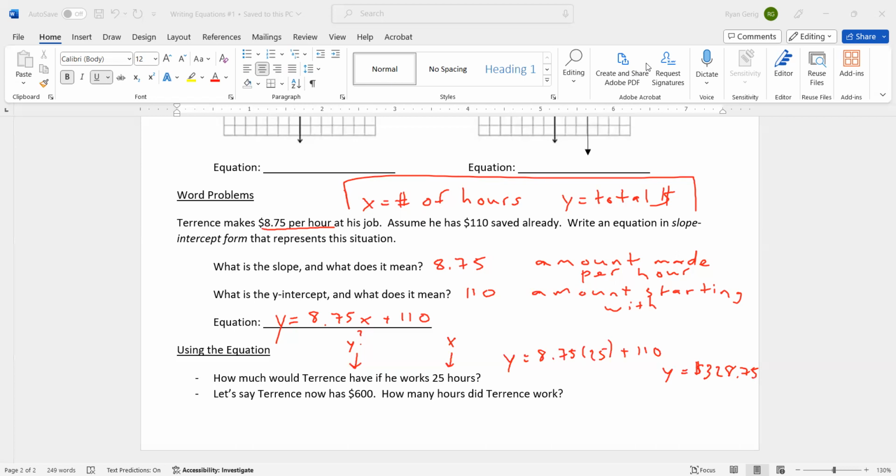What about the second one? Let's say Terrence now has $600. That is a total amount, so that's a y value. How many hours did he work? So how many hours? The question here is an x value. So we're looking for x and we have y. So when we use our equation, I'm gonna put 600 in for y.